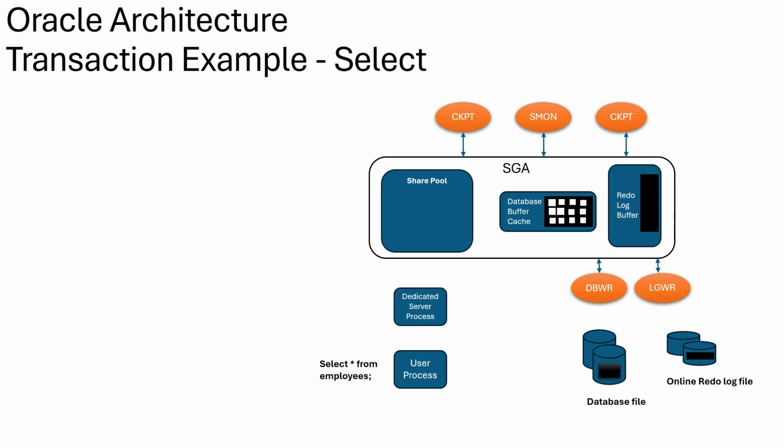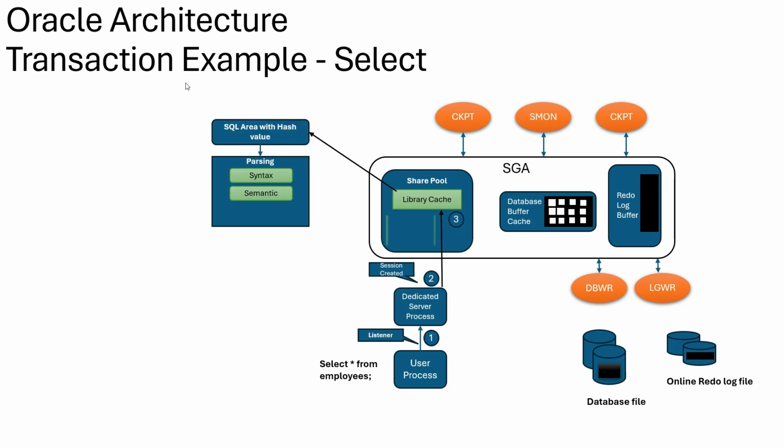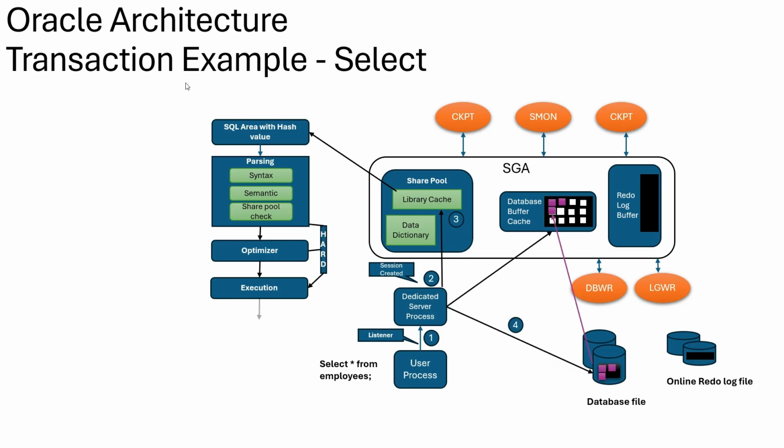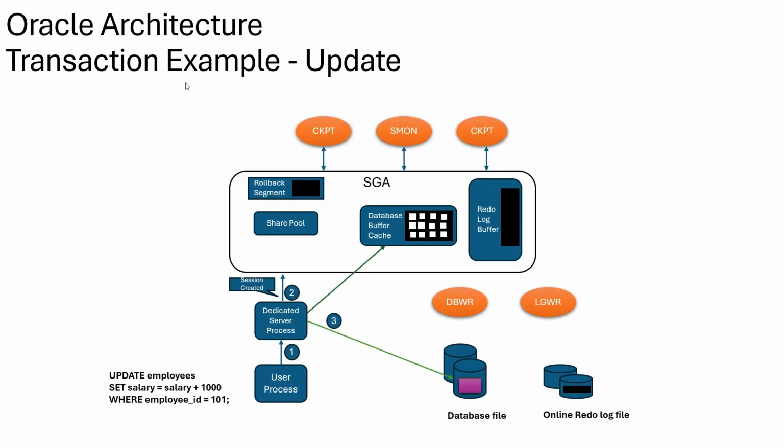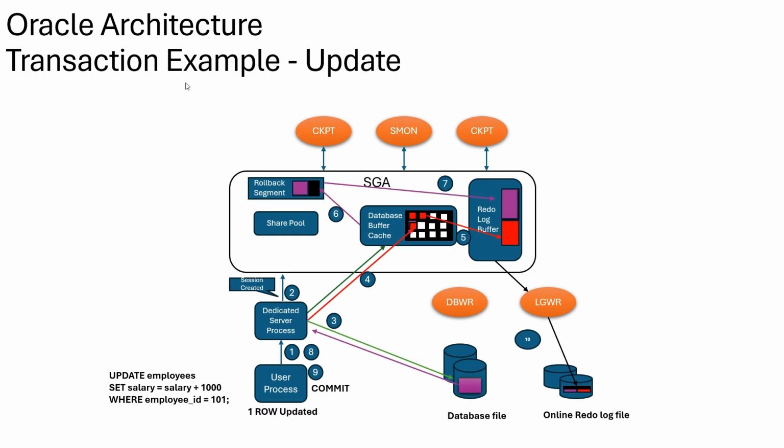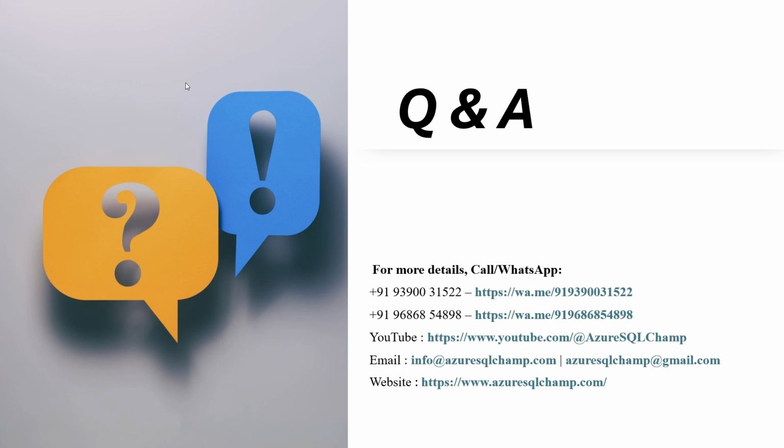Once I explain these examples tomorrow, you will completely understand each and every concept. I will explain in detail what happens in the shared pool, what happens in the buffer cache, what happens in the redo log buffer, everything. I have all these animations done, so you can easily understand what exactly happens in each and every step. I'll give you a complete internal understanding, even for the update, how things work.